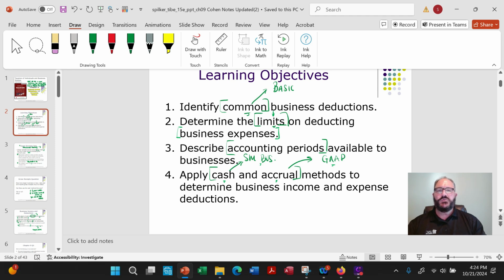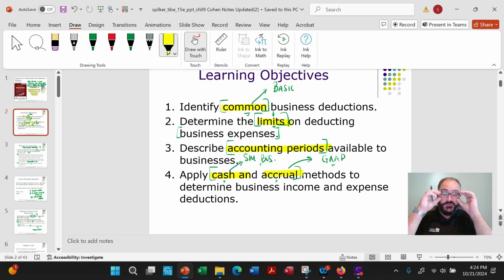First, we're going to take a look at what the common business deductions are, what the limits on making those deductions are, what the different accounting periods we can use are, and using cash and accrual basis. Obviously there are differences there. We all know from our accounting classes, but we're going to look at some of those items from a tax perspective.